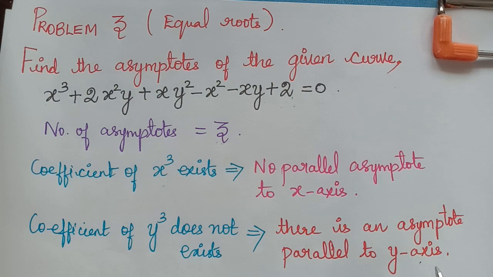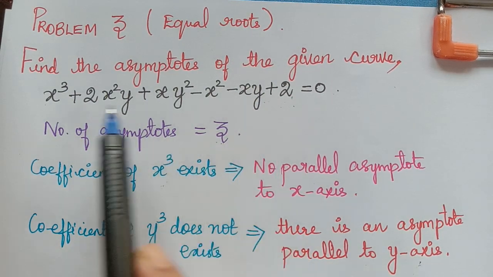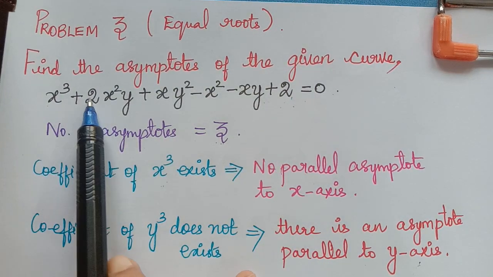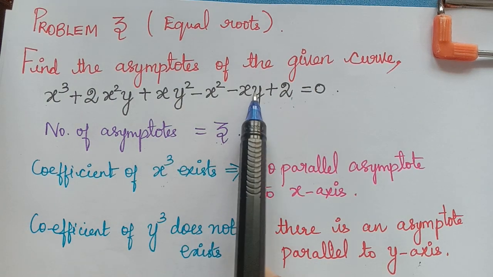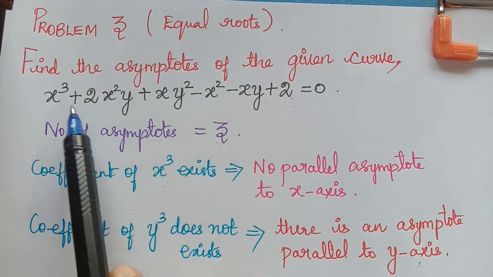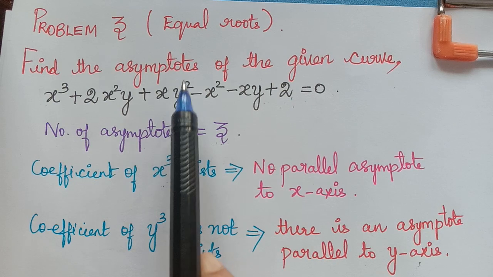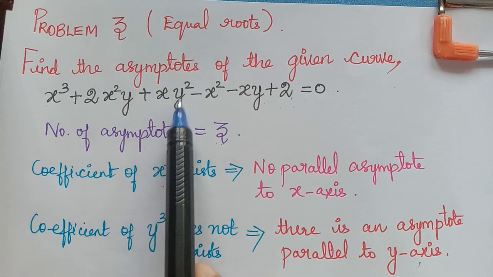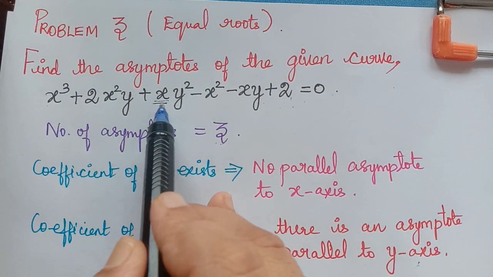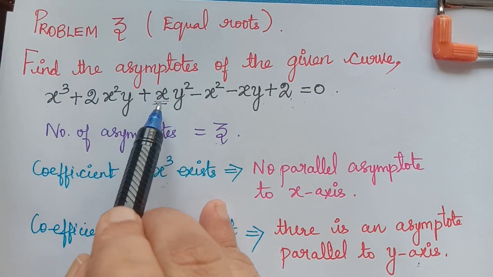Now we have to find that asymptote which is parallel to y-axis. How will we be finding it? We will see what is the highest degree of y in the given equation. So if you check, the degree of y here is 1. The degree of y here is 2. And here we have a y whose degree is 1. So highest degree for y is 2. We have to take the coefficient of the highest degree of y and equate it to 0. Now what is the coefficient of y square? It is x. So the asymptote parallel to y-axis will be x equal to 0.